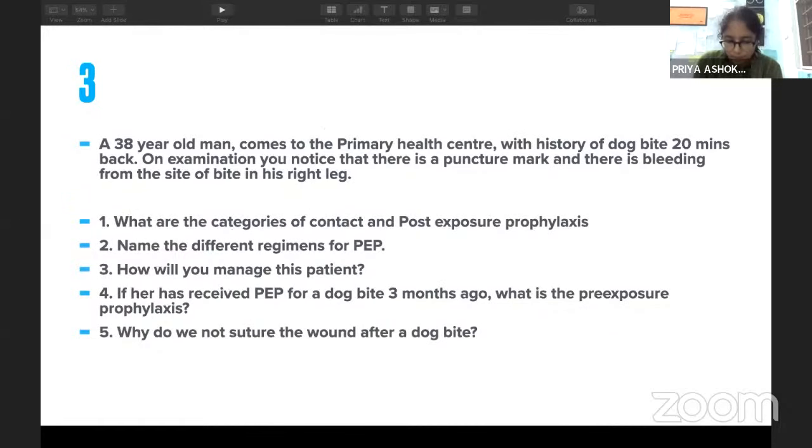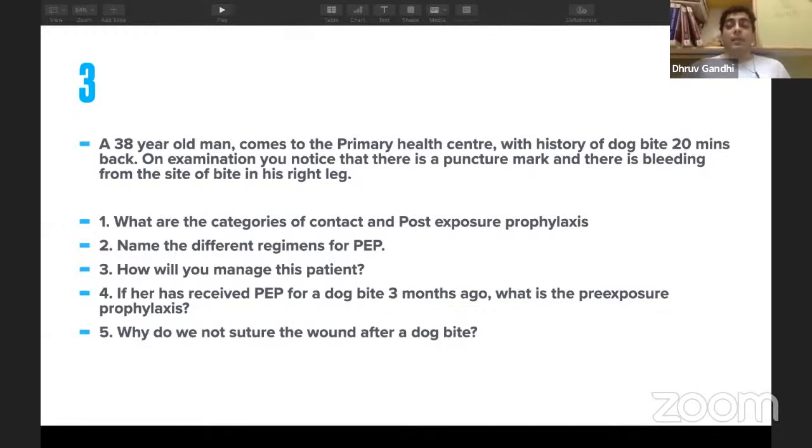Okay, so Vaibhav, no, it's actually Dhruv, sorry. This is your question. I'll start the timer. A 38-year-old man comes to the PHC with a history of dog bite. On examination, you notice there's a puncture mark and there's also bleeding. What are the categories of contact and post-exposure prophylaxis in rabies?